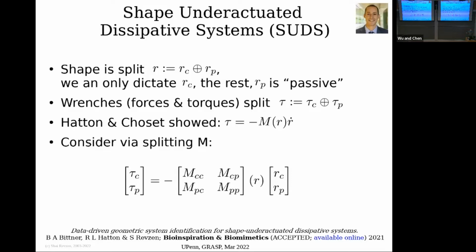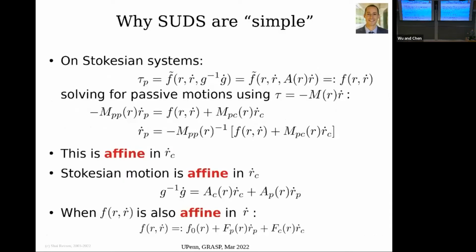What we do in that case is split up our forces and torques, our wrenches as well, into passive and active wrenches. We do know that for a broad class of systems, the external interaction is going to look linear in the shape velocity. So we'll assume linear drag forces from the environment, basically. And then we look at what happens when we do the algebra on this.